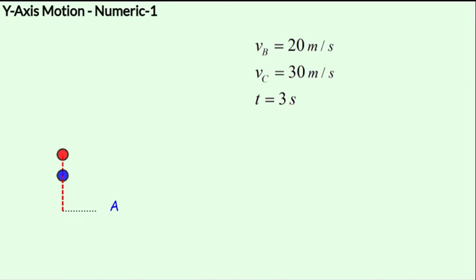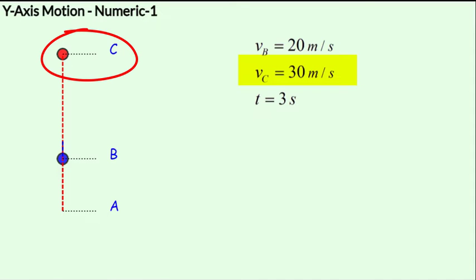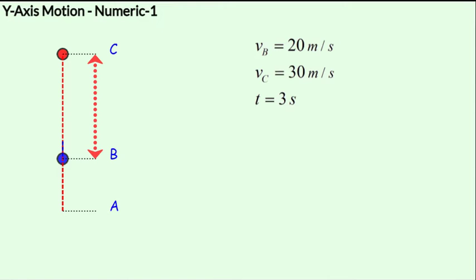Balls B and C are thrown up vertically. While ball B is launched with an initial speed of 20 meters per second, ball C is launched with an initial speed of 30 meters per second. Since ball C was imparted a higher initial velocity, it would definitely rise higher, so there is going to be some separation between the two balls. We are asked to find the separation between B and C after a time of 3 seconds.